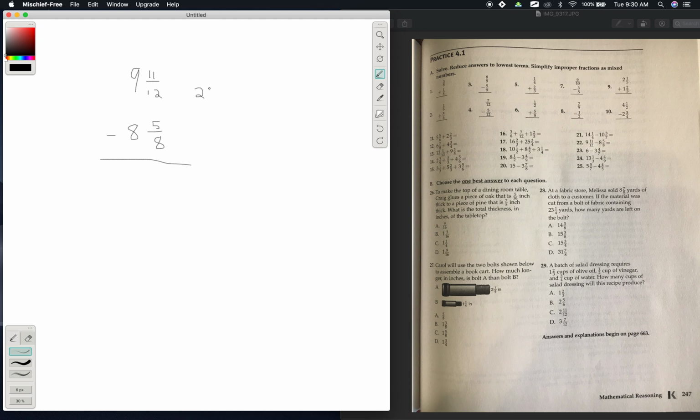So, we can use 24. Okay, so to get to 24, the 24 here, we had to double this. So we had to 2 times 12, so we'll 2 times 11, which is 22. Okay, 8 goes into 24 3 times. Okay. So we will 3 times 5.